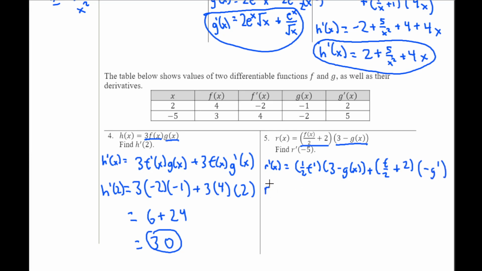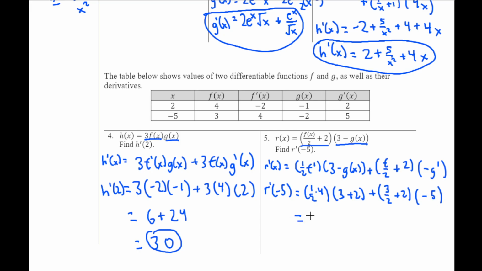So now if we want to find r prime of negative 5, we need to do 1/2 times f prime of negative 5. F prime of negative 5 is 4. So 1/2 times 4, times 3 minus g of negative 5, which is minus negative 2, which is plus 2, plus, what's f of negative 5? 3 over 2? Times negative g prime of negative 5. G prime of negative 5 is 5, so we just have to make that negative.